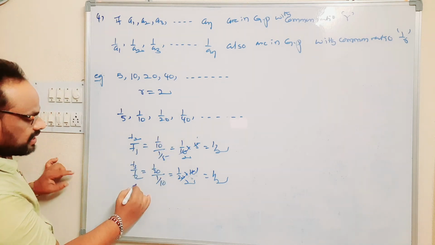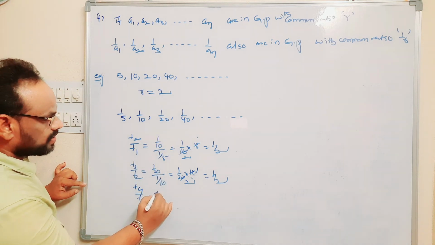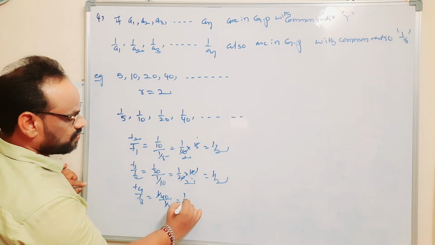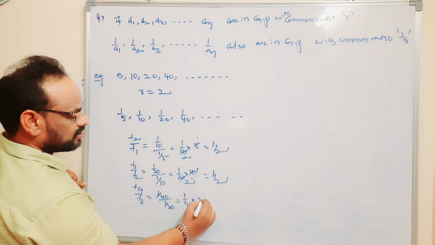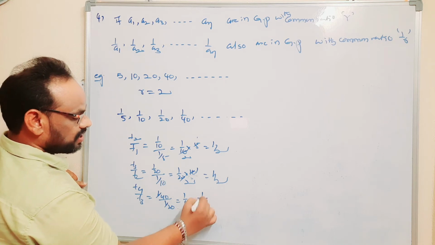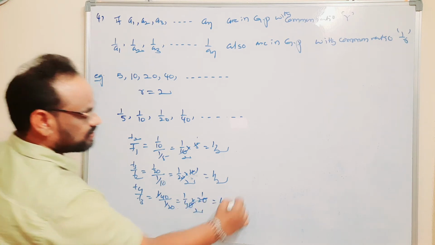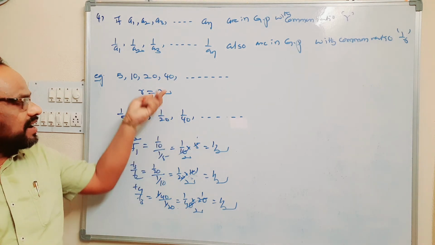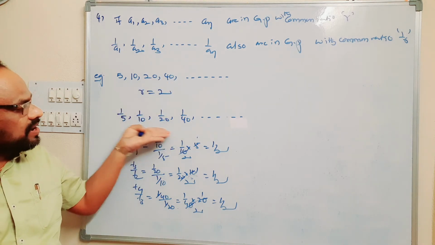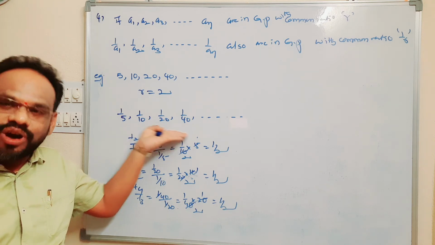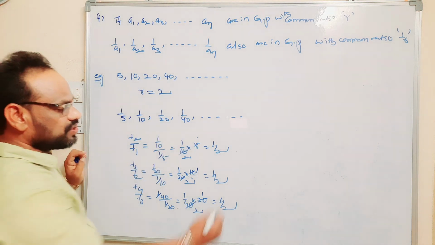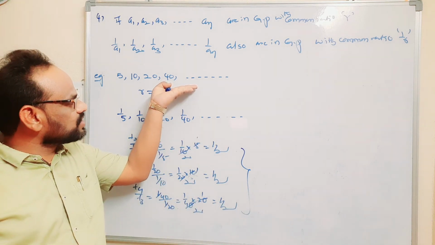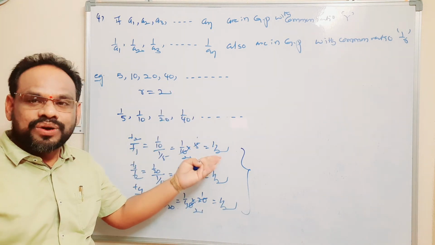And T4 by T3 is nothing but 1 by 40 by 1 by 20, which is equal to 1 by 40 into its reciprocal 20. 20 ones are 20, 20 twos are 40, that is equal to 1 by 2. Clearly, it is in GP. If we write the reciprocals of the given GP, it also forms a geometric progression with common ratio 1 by R. Here common ratio is 2, here common ratio is 1 by 2.